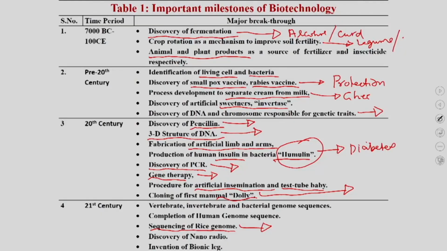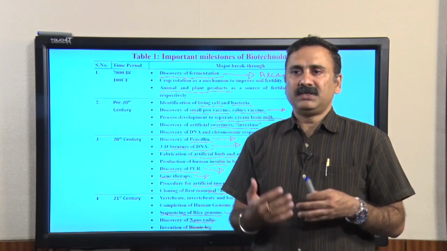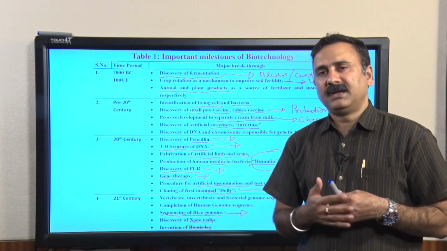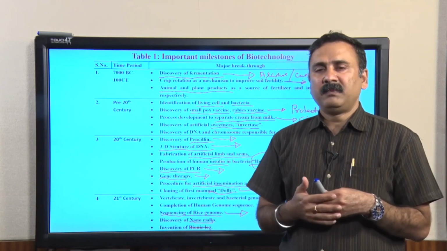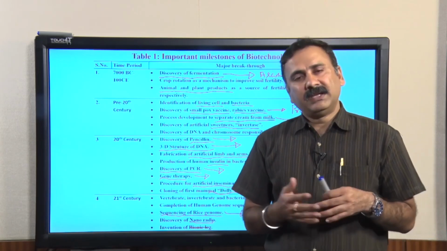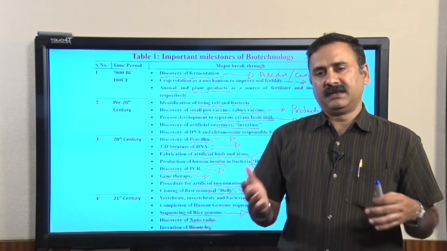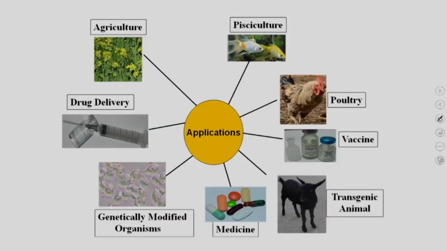Then they have also discovered nano radios and other nano devices, and then they have discovered bionic legs. This development, the biotechnology development, is a continuous process and it is still continuing, and people are developing stem cell therapy and many downstream things. So, biotechnology has applications in diversified fields.